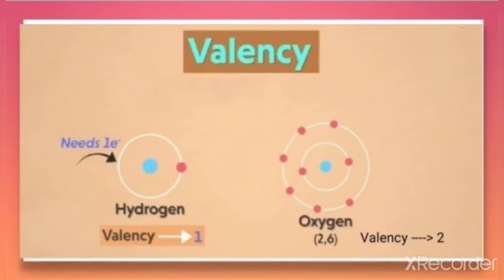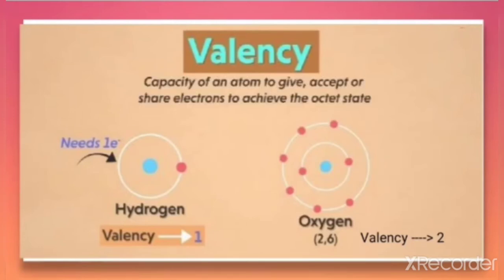So from this, what is clear? What is valency? Valency is the capacity of an atom to give, accept or share electrons to achieve the octet state. That is called valency. The valency is the combining capacity of the atom. So that number is the number of electrons gained, lost or shared by the atom in order to form a stable configuration.